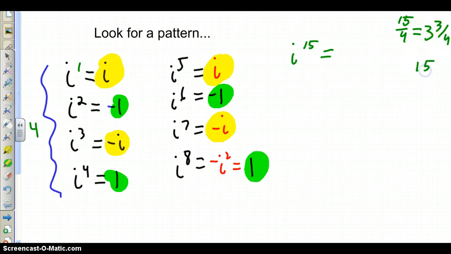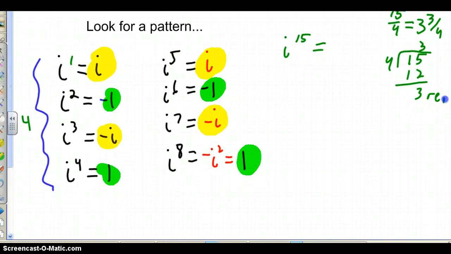Or old school style. Do you remember this? 15 divided by 4. 4 times 3 is 12. You get 3 as your remainder. And so this number here, if you think through your remainder, that's going to tell us what the answer is. So if you look at I to the third is -I, so this is going to be -I.